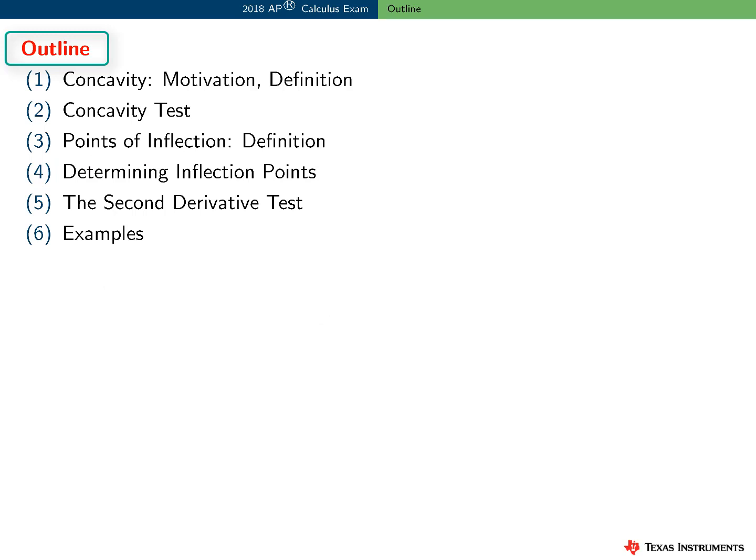Here's an outline of the information presented in this video. I'll begin by motivating or discovering a definition of concavity. And this will lead us to the concavity test, that is, how can we find the intervals on which the graph of a function is concave up or concave down? Then I'll focus on points of inflection, a definition, and how do we find them? I'll try an example. I'll talk about the second derivative test. And finally, I'll leave an AP Calculus type example for you to consider.